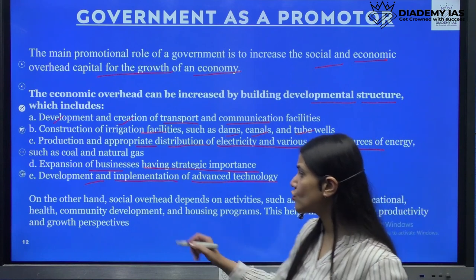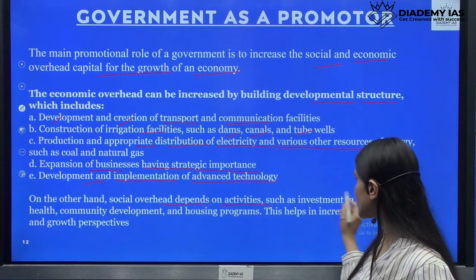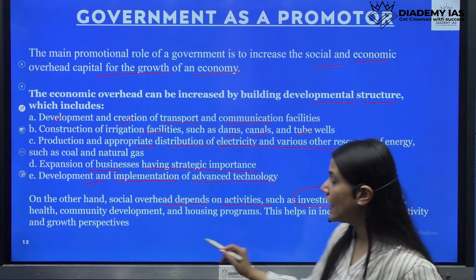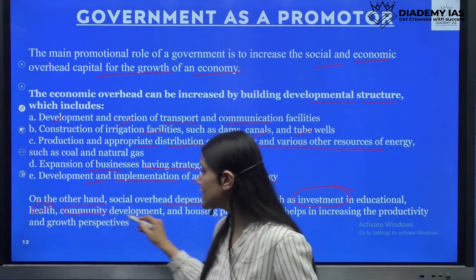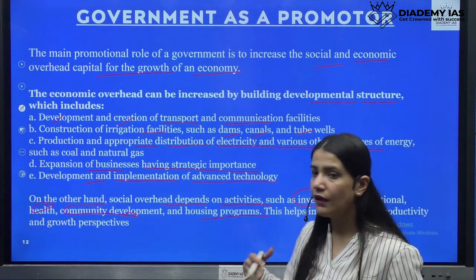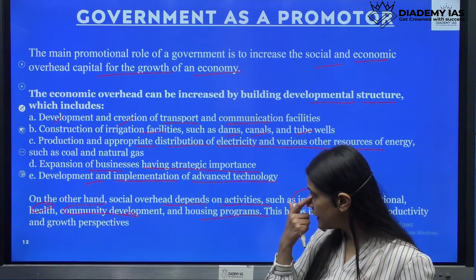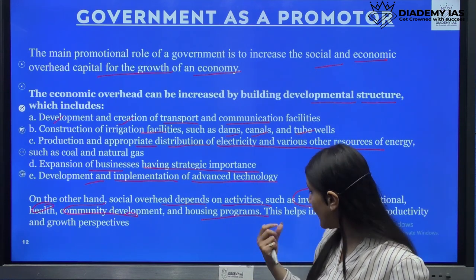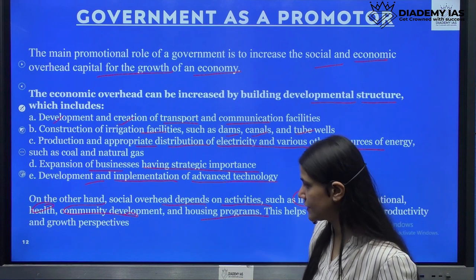On the other hand, social overhead depends on activities such as investment in education, health, and community. So these are basically all the simple facilities that are required for the growth and improvement of any business organization.